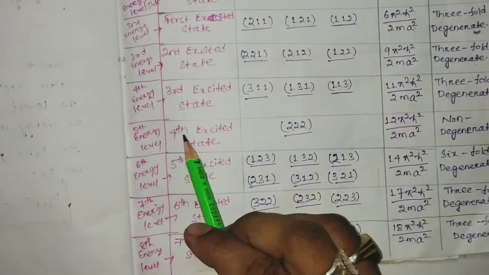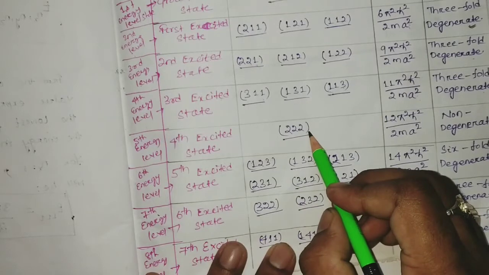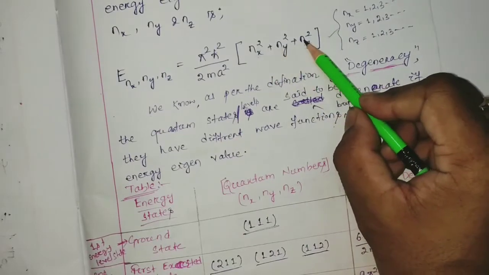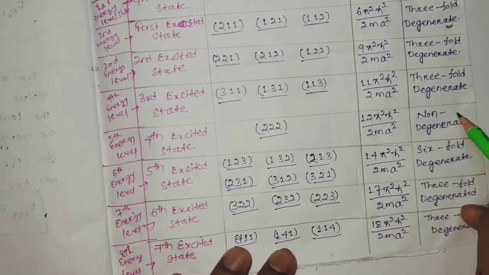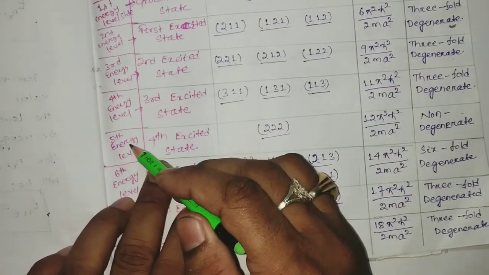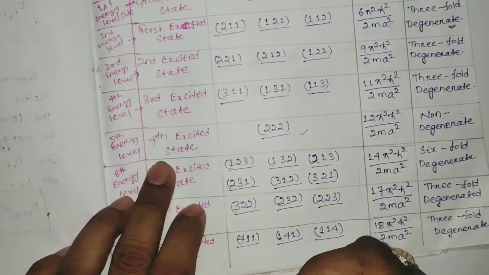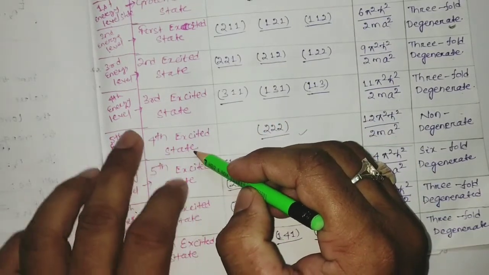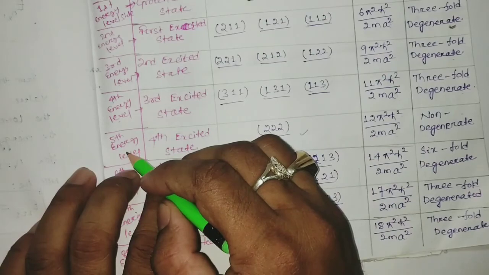Next, the fourth excited state or fifth energy level we find when 2, 2, 2 is considered for nx, ny, nz, and the value will be how much? 2 square 4, 4, 4. That is 12 pi square h cross square by 2 m a square. It is non-degenerate. So if the question asks what is the degeneracy of the fifth energy level, it is non-degenerate, and the fourth excited state is also non-degenerate. Don't be confused if the question asks about the fourth excited state rather than the fourth energy level. These are different. The fourth excited state belongs to the fifth energy level. So you have to study the question carefully.